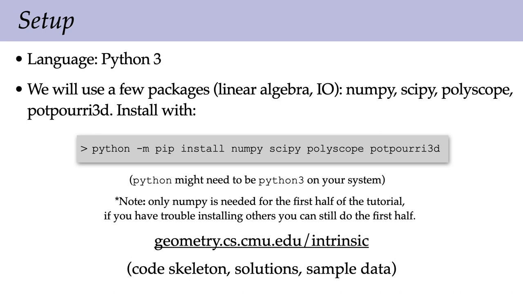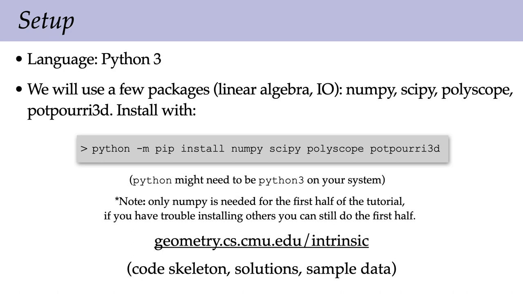And by the way, for the whole first half of the tutorial, we only need NumPy. So if by chance you get unlucky and something crazy goes wrong installing one of these dependencies, as long as NumPy works out, then you're good to go for the whole first half of the tutorial. And again, all of the materials for this coding tutorial are online at the link below, so definitely navigate to that URL and try it out as you follow along.